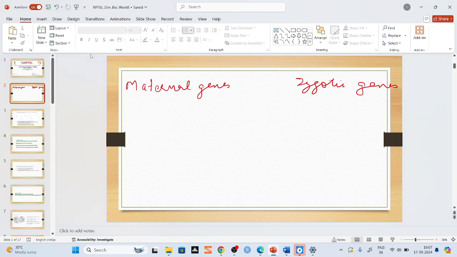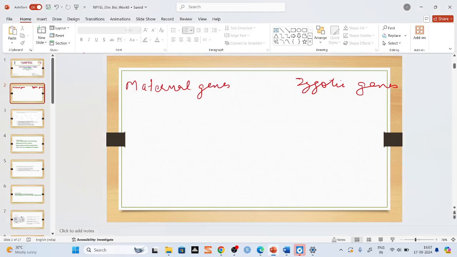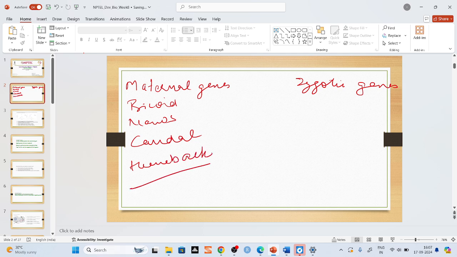Bicoid, nanos. Bicoid is a maternal gene. Nanos is a maternal gene. These are all maternal genes. And what are the different types of zygotic genes? So bicoid, nanos, caudal, hunchback, these are maternal genes. And hunchback also comes under the category of zygotic genes, which we'll deal with later.